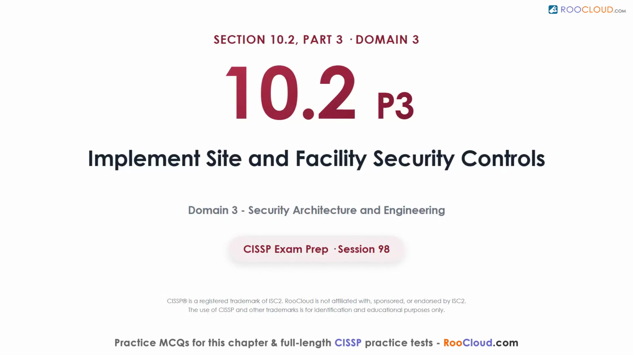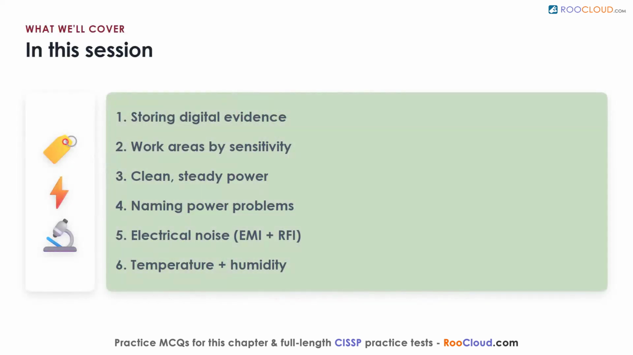Welcome to section 10.2, part 3. This is the 98th session of the CISSP exam prep series. This part moves from detection into evidence, work areas, and the utilities that keep everything running. In this session, we'll protect the environment that surrounds your equipment.